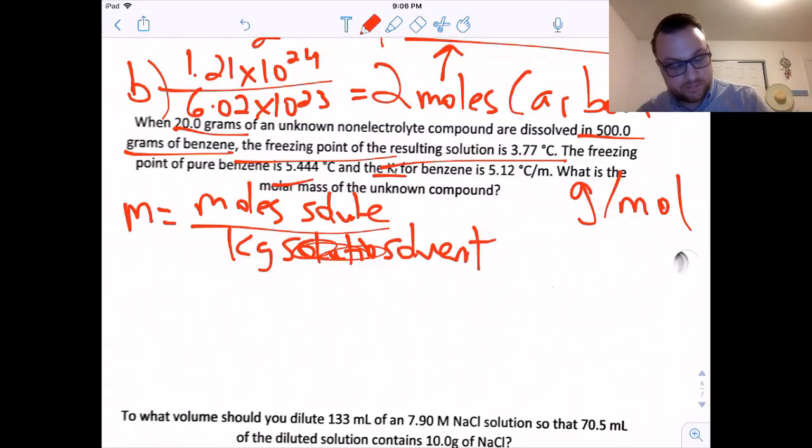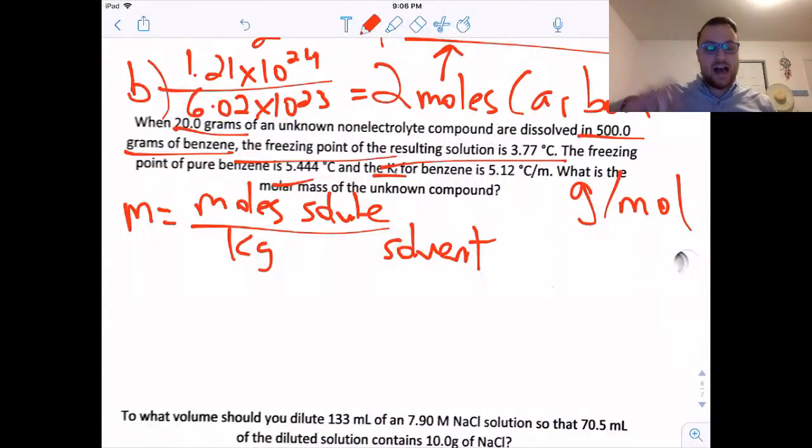So, I have every single variable in my delta T equation except moles of solute. I don't have that. But I can get moles, and that amount of moles will say, oh, 20 grams equals this many moles. How much does 1 mole weigh? Boom. And then you're done.